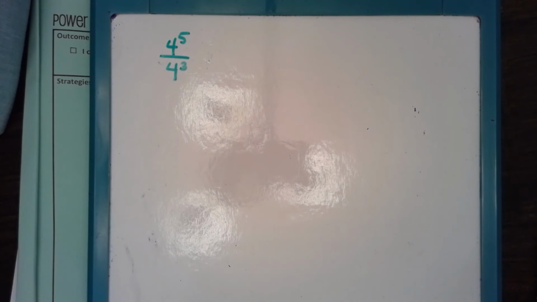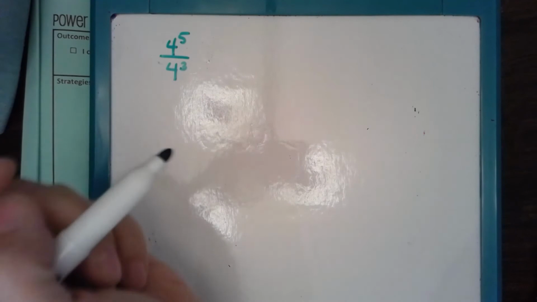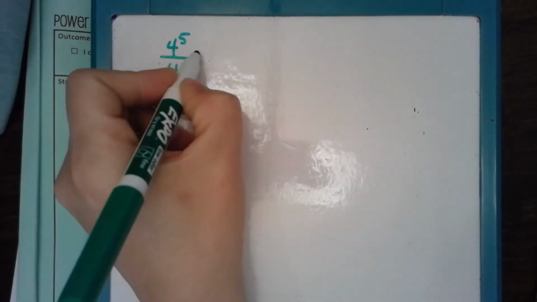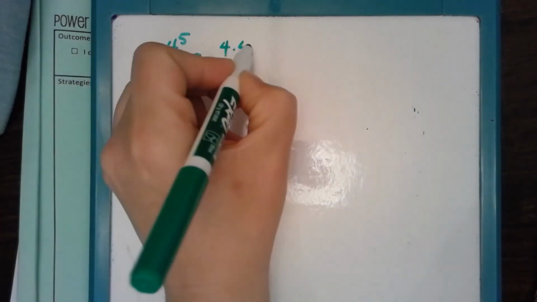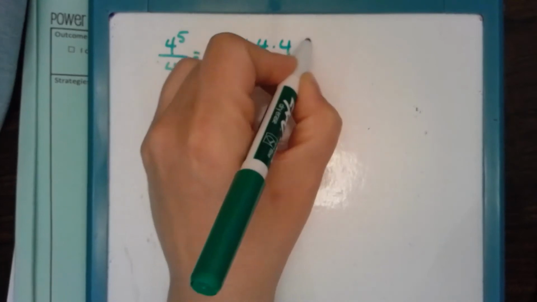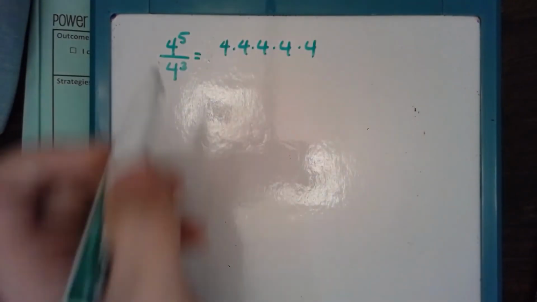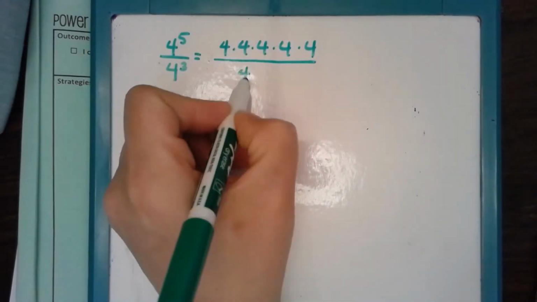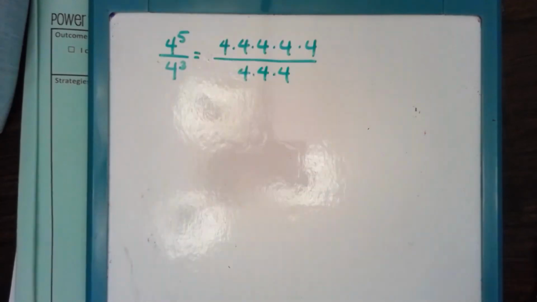You have 4 to the power of 5 divided by 4 to the power of 3. And hopefully you know how to get there quicker, but we're going to do it the long way first, in expanded form. So 4 to the power of 5 is 4 times 4 times 4 times 4 times 4, five times, over 4 times 4 times 4.